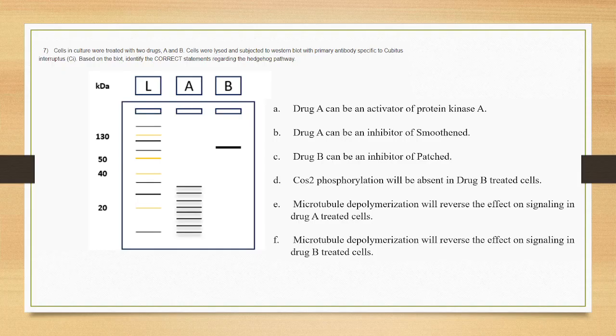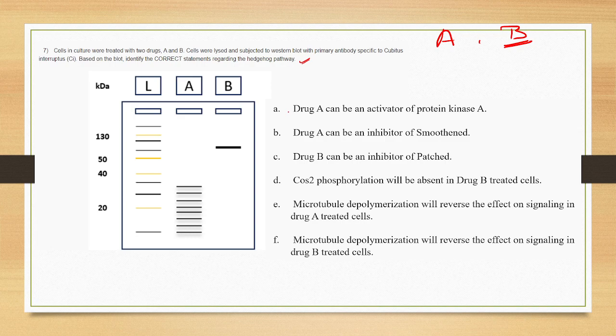Again, a very interesting question. Now, I'm reading this question. Understand carefully. I will give you 3 minutes to solve this question. The question says cells in culture were treated with two drugs, A and B. Cells were lysed and subjected to Western blot with a primary antibody specific to CI, that is cubitus interruptus. Based on the blot, identify the correct statements regarding the Hedgehog pathway. Here we are referring to the Hedgehog pathway. Obviously, if CI comes, that means we are referring to the Hedgehog pathway only.